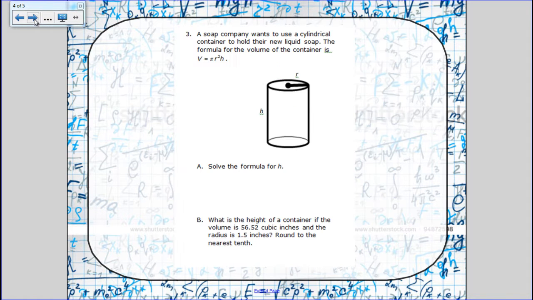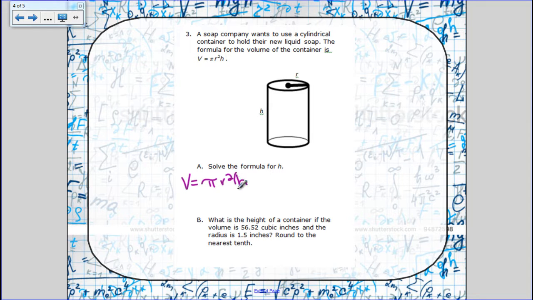So number 3, you've got a soap company who wants to use a cylindrical container to hold their new liquid soap. The formula for the volume of the container is V equals pi r squared h. So here's your formula. The first thing we want to do is solve for h. So I'm going to rewrite the formula. V equals pi r squared h.